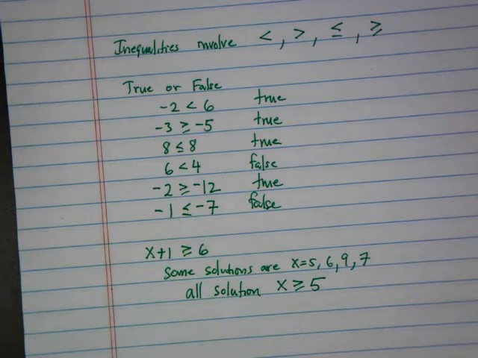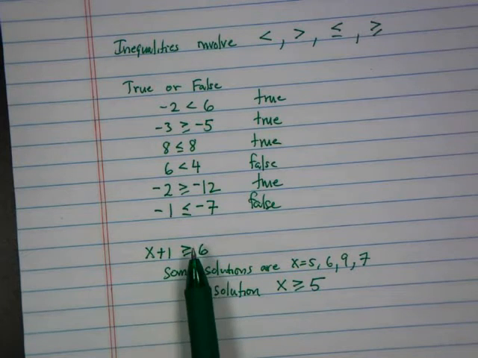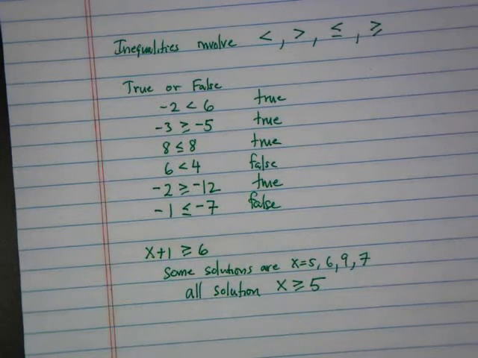Now, when I say all the solutions, I'm also including all the fractions and decimals. For example, would 5.1 work? Yes, because if I plugged in 5.1, 5.1 plus 1 is going to be 6.1, and that would be greater than 6. So the answer would be all solutions x greater than or equal to 5?